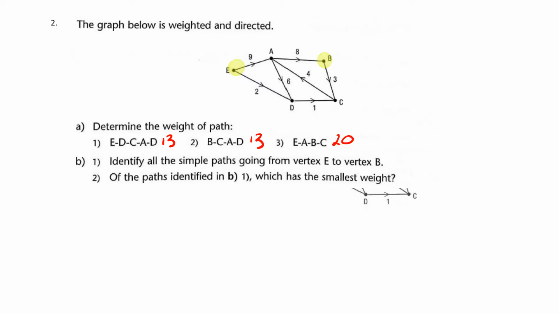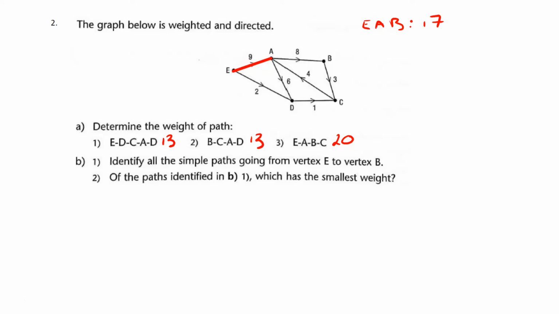Let's see what options we have. I'm going to go from E to A and A to B. If we add up the weights of that path, we see we've got an 8 and a 9, which makes 17. Try another path starting from E to A again.